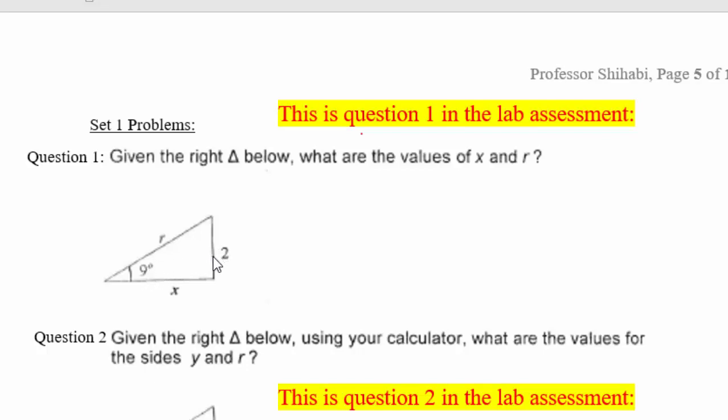And notice it's a right angle triangle. This angle here is 90 degrees. So this is the opposite. This side here is the opposite. This side here is the hypotenuse. And this side here is the adjacent. So we are asked to find the hypotenuse and the adjacent.